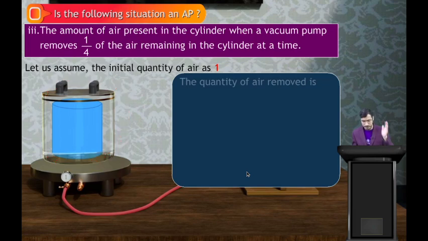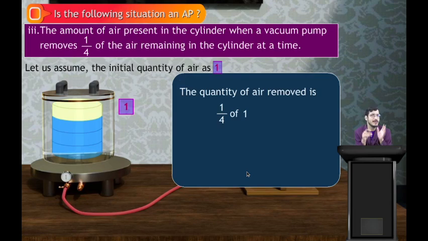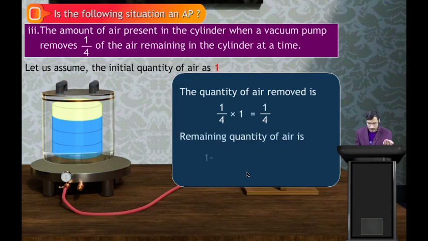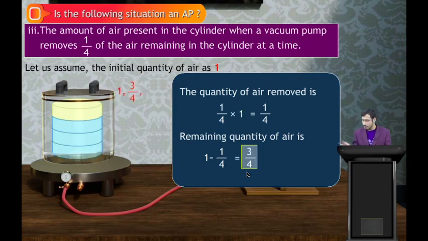The first time the vacuum pump removes 1/4, so the quantity of air removed is 1/4 of 1. The remaining quantity of air in the cylinder is 1 minus 1 by 4. So what will we get here? 4 minus 1, so 3 by 4. The 3 by 4 part is the remaining air in the cylinder.